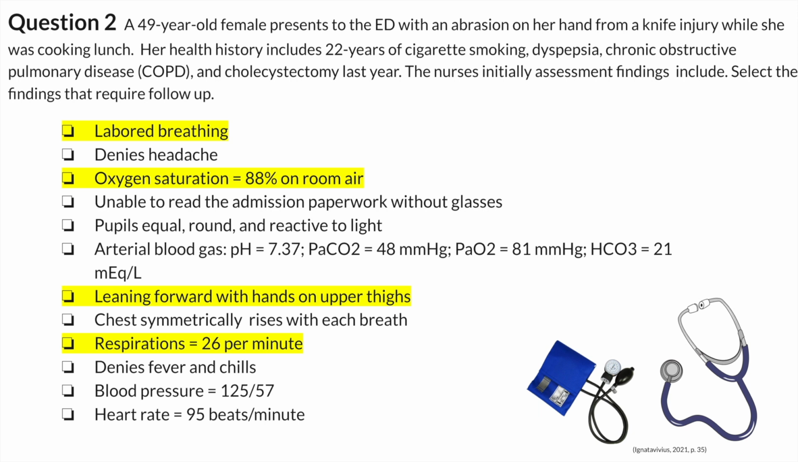Denies fever and chills. That's a really good sign, meaning hopefully we're not thinking about sepsis yet. Blood pressure 125 over 57, that is fine for an adult, and heart rate of 95 per minute, that is also fine, normal for an adult.